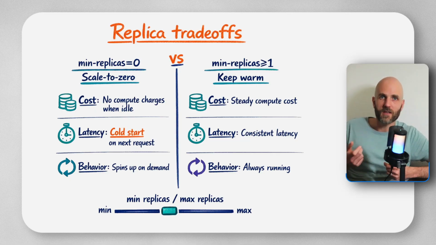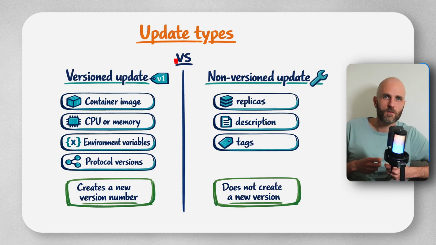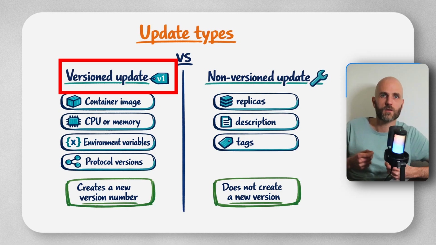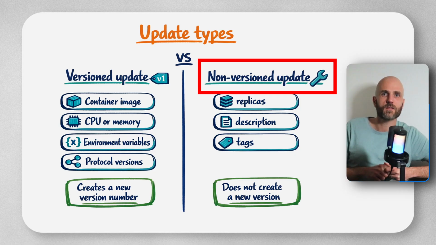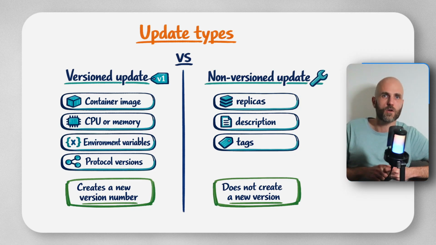That brings me to updates. There are two types. A version update is when I change the container image, CPU, or memory, environment variables, or protocol versions. That creates a new version number. It's basically a new release. And a non-version update is when I change replicas or the description or tags. That doesn't create a new version, it's just tuning how the deployment runs.